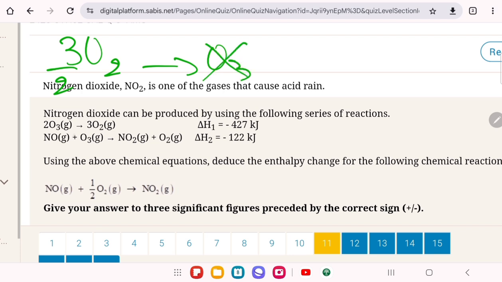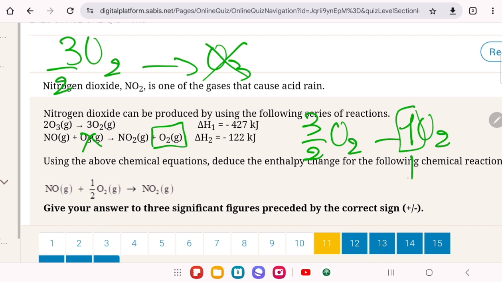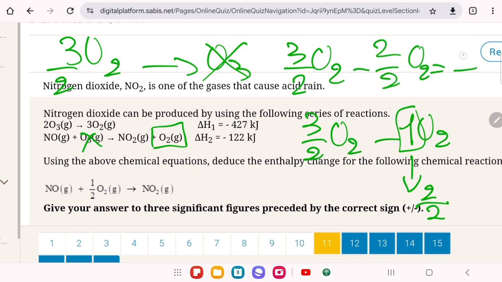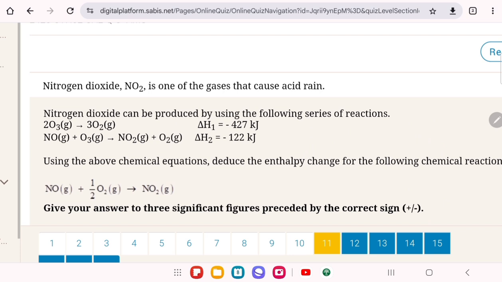You can cancel the O3 with the O3, and now you are left with 3/2 O2, and you only have to subtract it from the O2 gas. 3/2 O2 minus 1 O2 gas. The 1 from math will become 2/2. So now we have 3/2 O2 minus 2/2 O2, which will give us 1/2 O2. And we did it how? Only by multiplying this equation by negative 1/2.